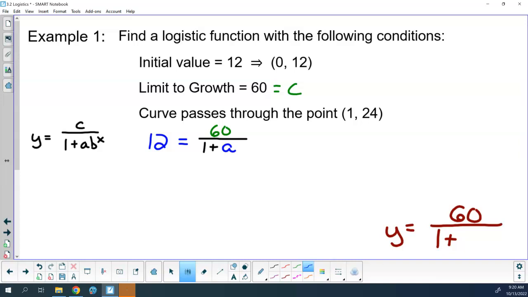Okay? How would I go about solving that equation for a since it's my only variable left? Go ahead, Morgan. So this is x and this is y. So 0 would go in here for my x and 12 would go in there for my y. Mm-hmm. And that's where the b to the 0 power is 1 comes in. That's how I would do it. I would start from multiplying everything by 1 plus a. So we would get here then 12 times 1 plus a equals 60, correct? Okay, then what?